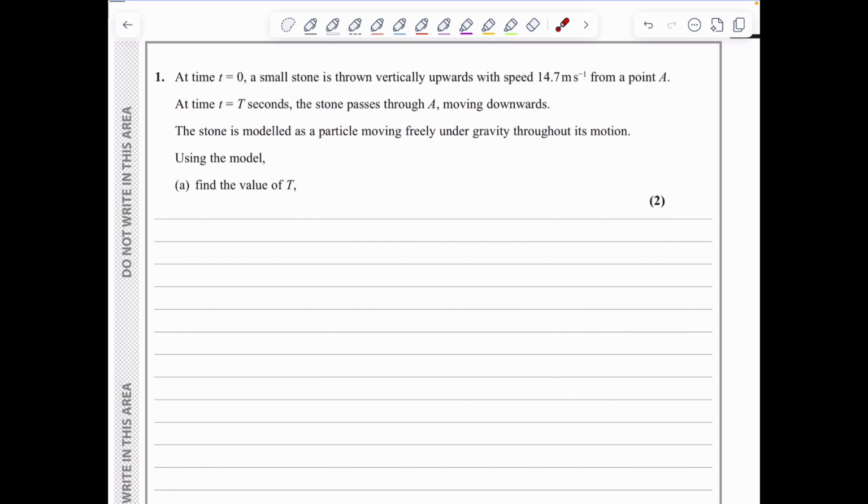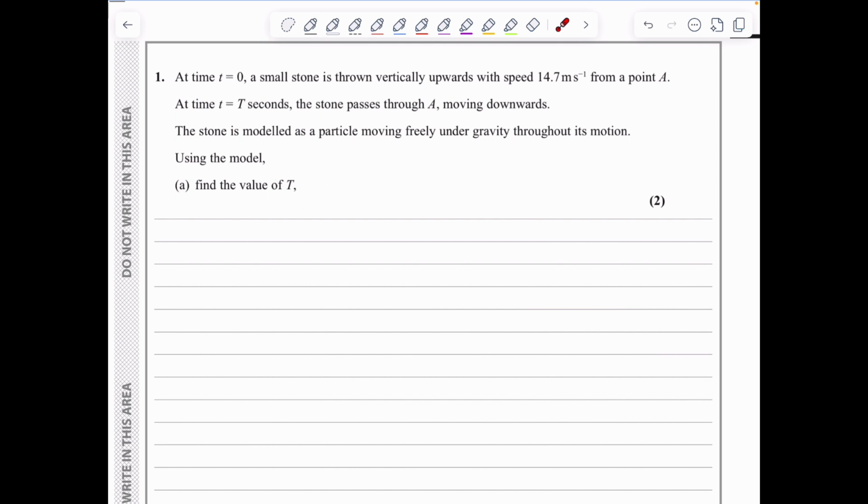In question 1, we are told that at time t is 0, a small stone is thrown vertically upwards with a speed of 14.7 meters per second from a point A. At capital T seconds, the stone passes through A moving downwards. We are modeling the stone as a particle moving freely under gravity, so we are neglecting air resistance throughout the motion. Using the model, we need to find the value of capital T.